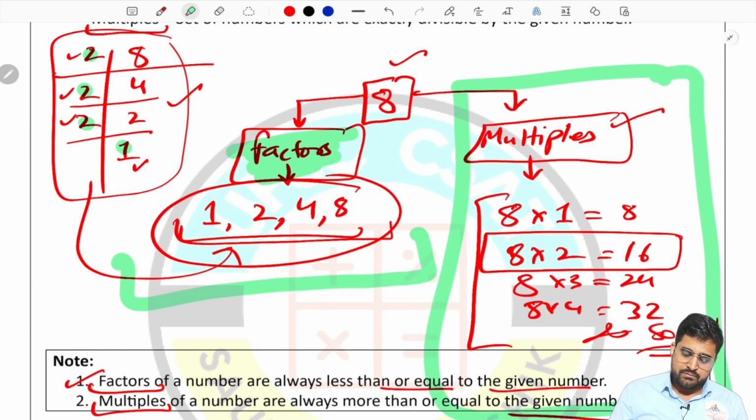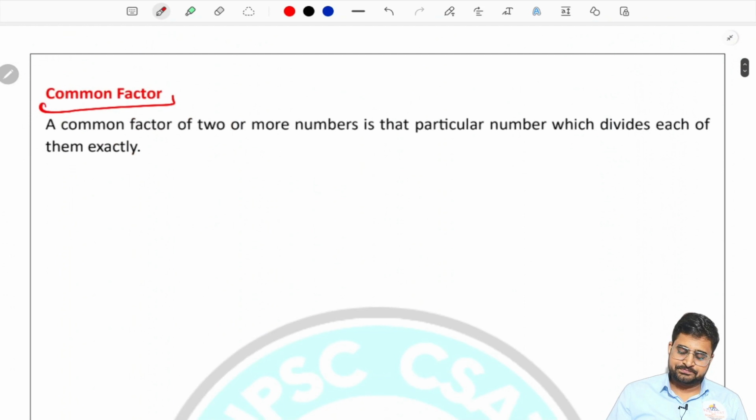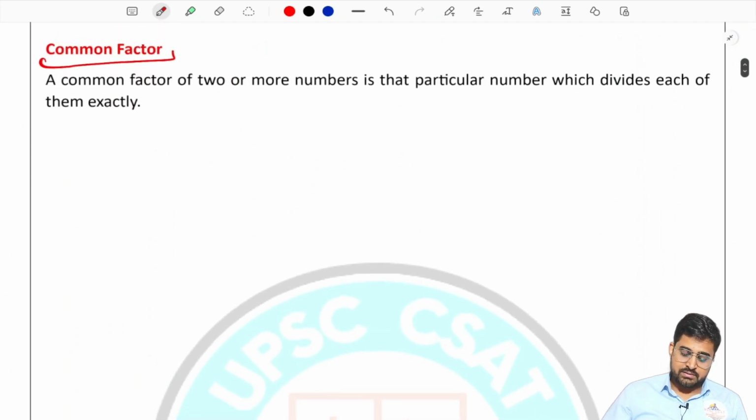Now we are focusing on factors. In factors, the maximum number is the number itself. For example, 8 here, and the other numbers will be lesser than 8. Now let's start. Common factors. A common factor of two or more numbers is that particular number which divides each of them exactly. It is similar to the multiple, but there are a few differences. Please pay attention.